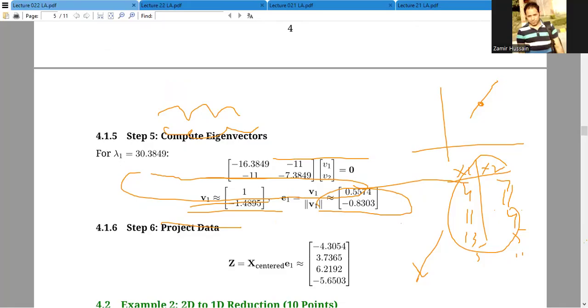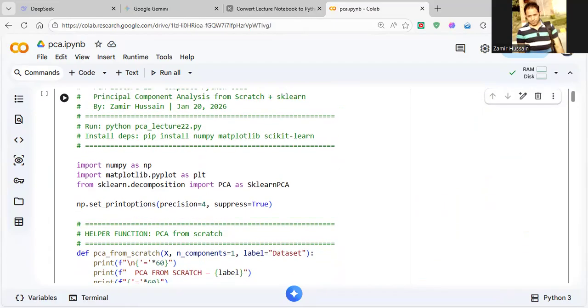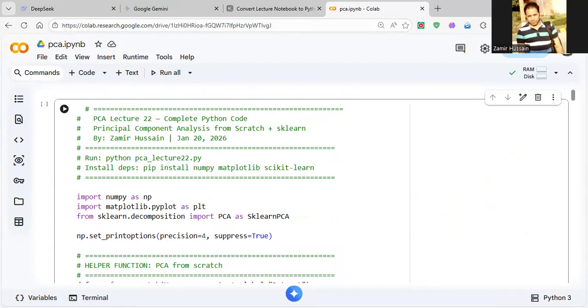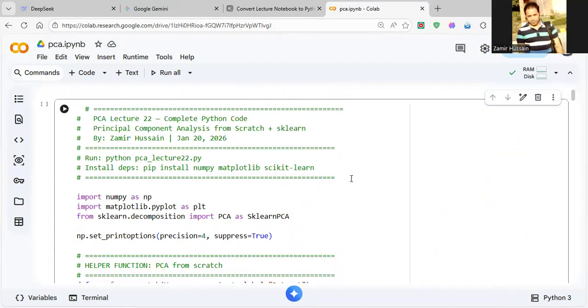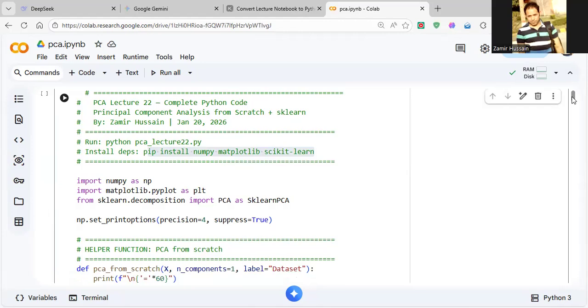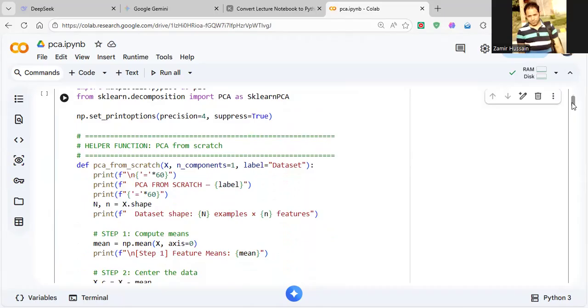See the practical example of this lecture. In the next lecture, I will discuss in detail the code, how to make this code and use it on this data set. Firstly, install with pip: matplotlib, scikit-learn, and numpy. These three libraries are installed on the system. Secondly, we use four data points in this lecture.